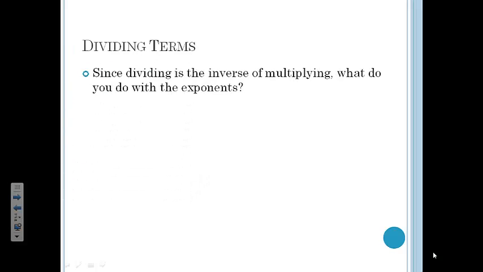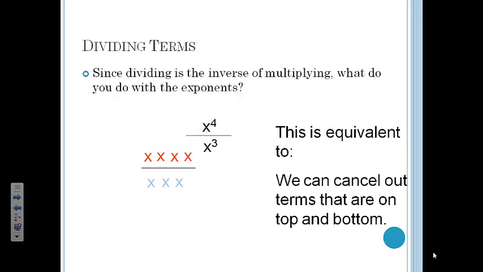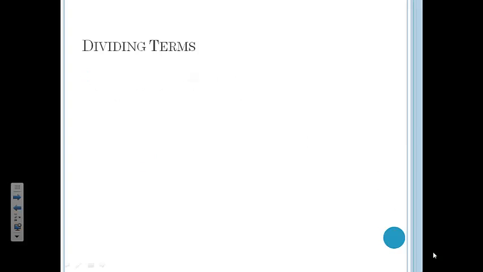Now, since dividing is the inverse of multiplying, how do we handle exponents in this case? Well, if you have x to the 4th divided by x to the 3rd, if you think about it, you have x 4 times on top and x 3 times on bottom. So if you cancel out the terms that are on top and on bottom, notice my great disappearing act that's going on here. What are you left with? You're left with simply an x.